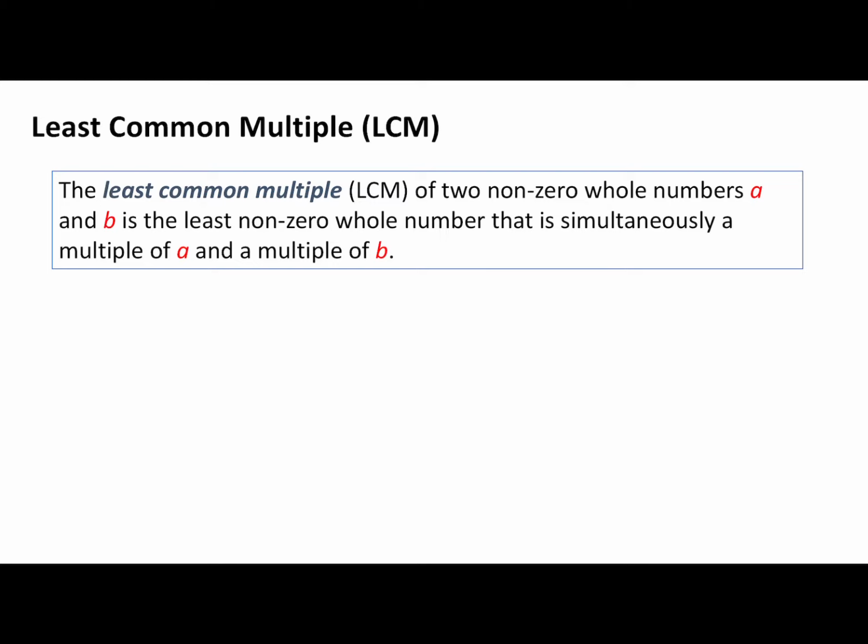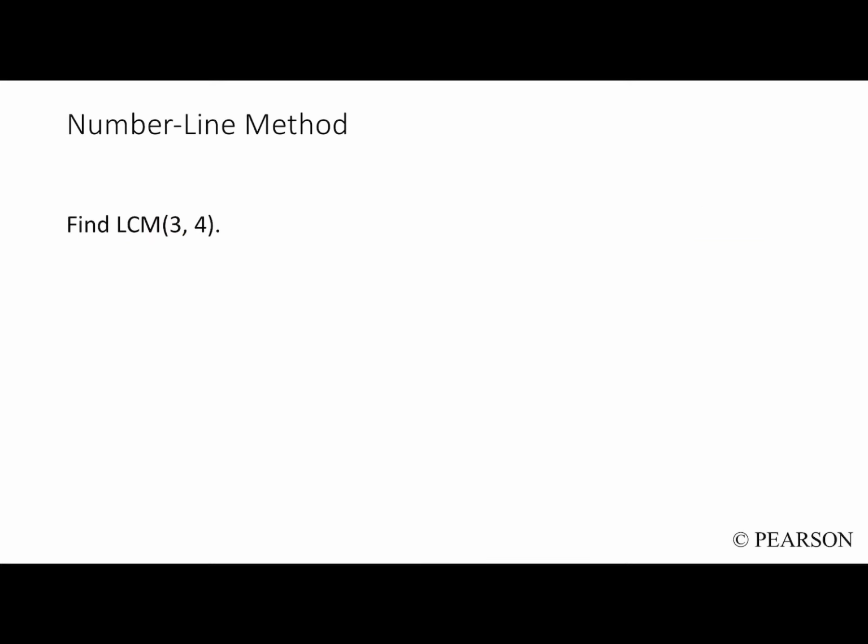Now let's talk about the least common multiple, or the LCM, of two whole numbers A and B. That's going to be the least non-zero whole number that's simultaneously a multiple of A and a multiple of B. So we're looking for the smallest whole number that's a multiple of both of the numbers we're starting with. Let's look at how to use the number line to do this.